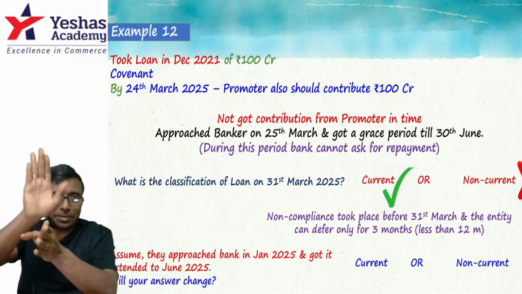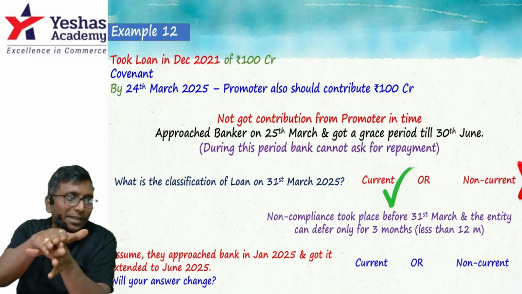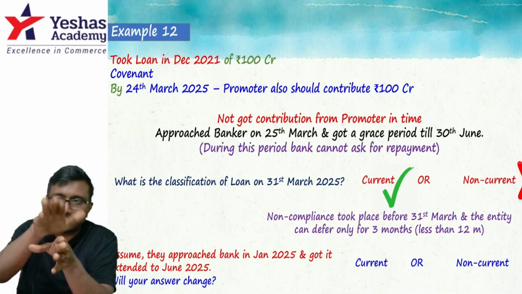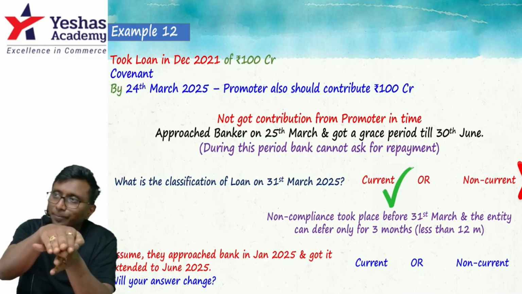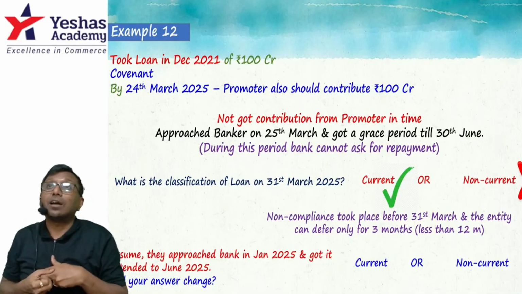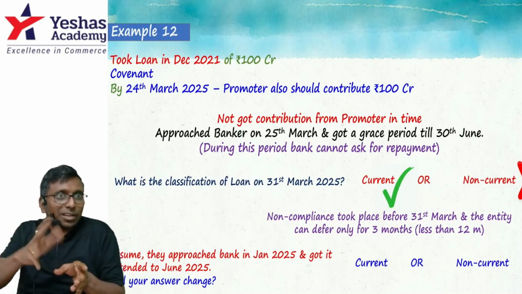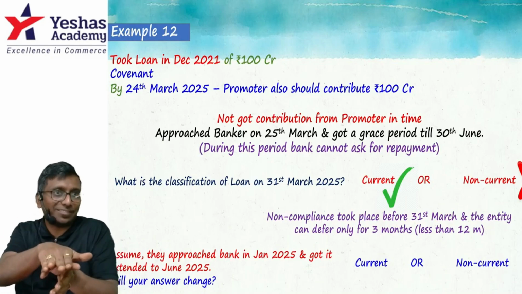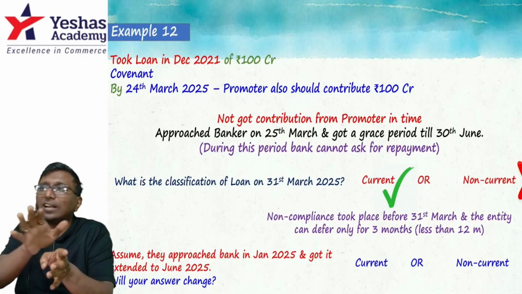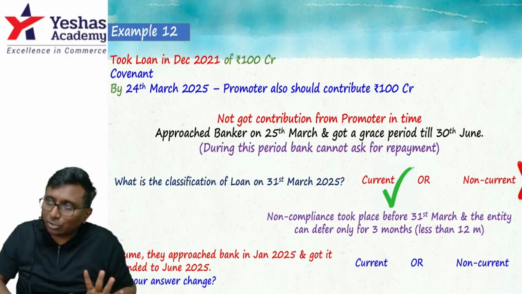Now 31st March तक मेरा person नहीं लाया पैसा. My promoter has not brought the money as on 31st March. Understood? Yes. Now tell me, what is it? Current or non-current? Non-current. Bank, you cannot say within 3 months. Bank will ask, no, I have not defaulted only, na. I have not breached first. Breach only did not take place. Is it clear? I hope you understood.